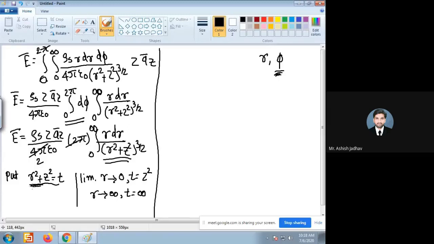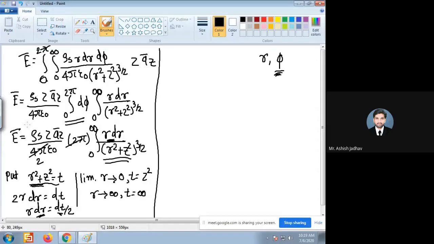Now this side you can do the differentiation. So differentiation, 2r dr is equal to dt if I differentiate this. So this is differentiation of this equation. So 2r dr = dt. If I take 2 on this side, r dr is equal to dt by 2. Why have I done this? Because this r dr is the term present over here, and I want the substitution for this also, right? So r dr, in place of that, we will write dt by 2.